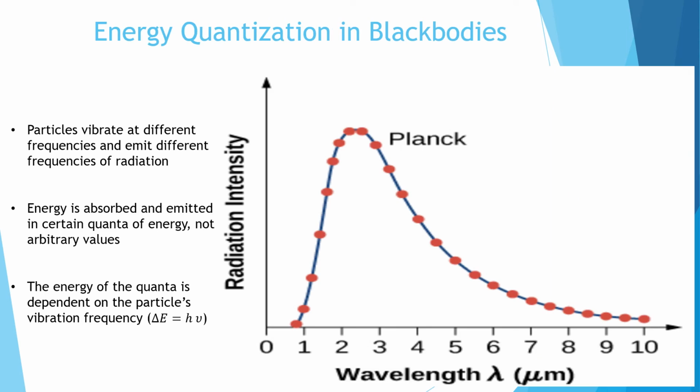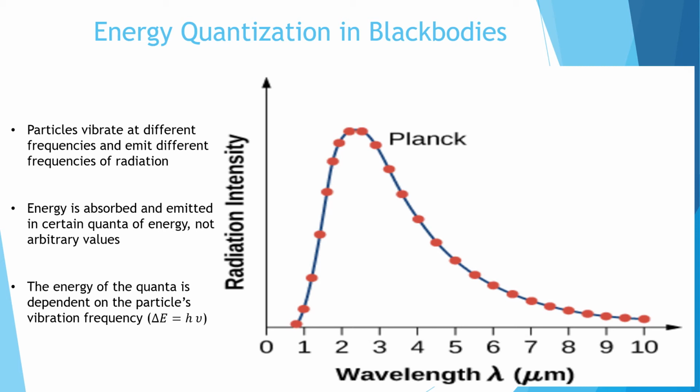We know that subatomic particles vibrate at different frequencies and emit different frequencies of radiation. And Planck believes that energy is not shared equally by subatomic particles that vibrate at differing frequencies. Planck believed that energy is absorbed and emitted at certain quanta of value, not arbitrary values. You can see from the picture on the right here that each red dot has a change in energy between them, and subatomic particles can theoretically only hold these values of energy.